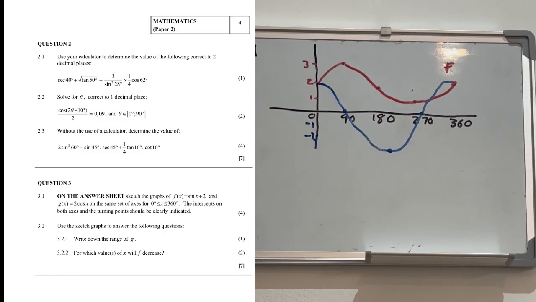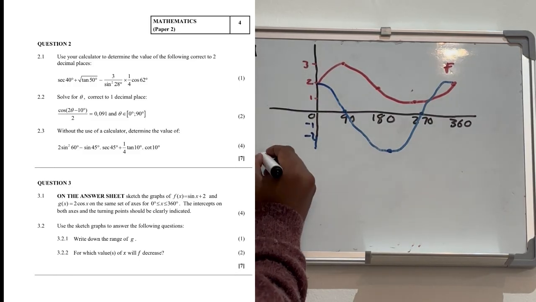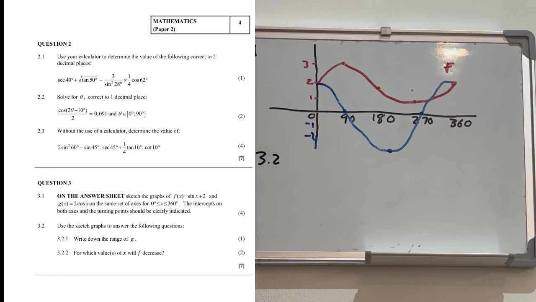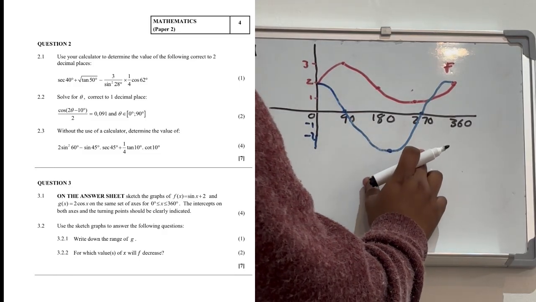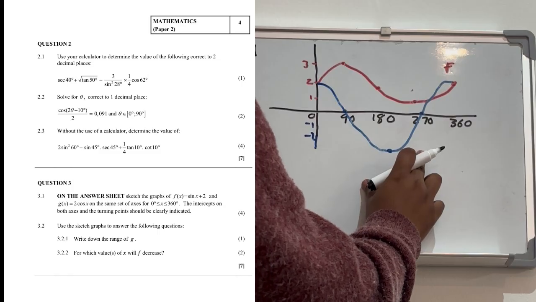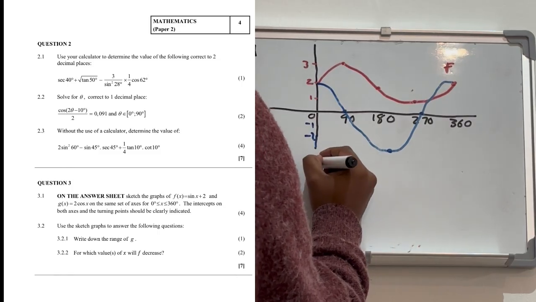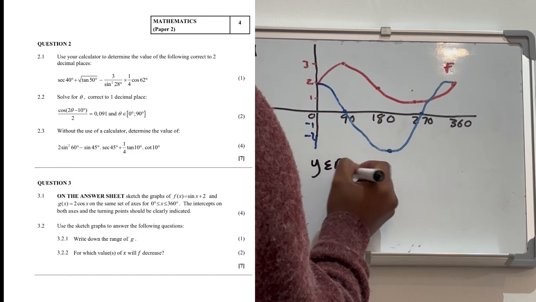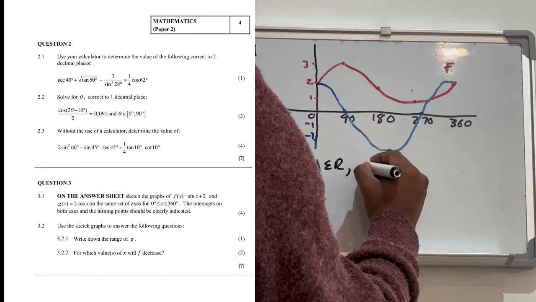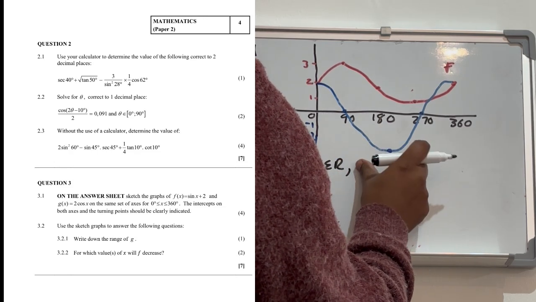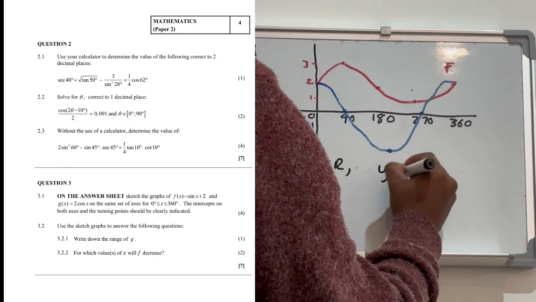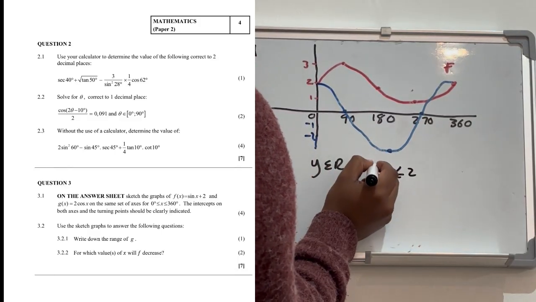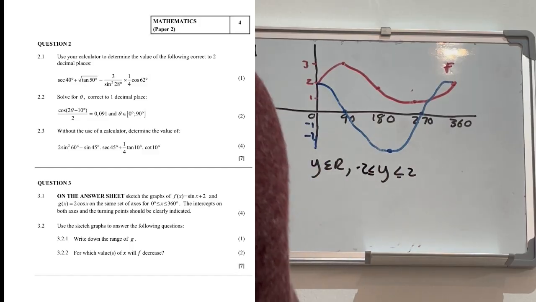so now they say we must write down for 3.2, write down the range of g, which is the blue one. Okay, so the range is, what do we do? The range is y is an element of the real numbers, where y is smaller than or equal to 2, but bigger than or equal to negative 2. Okay?